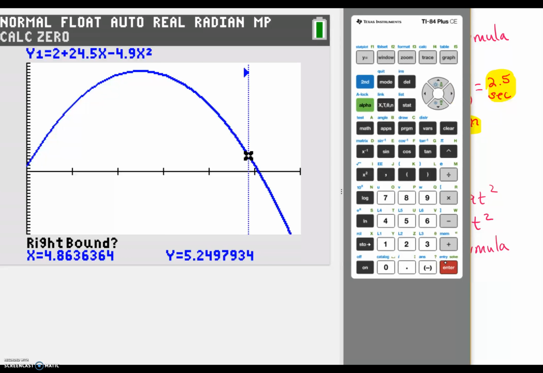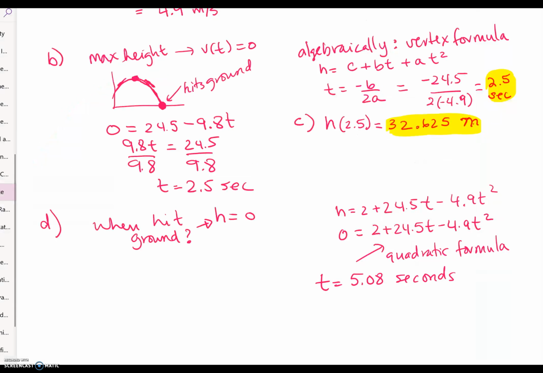Then it says right bound. So just like I did for the maximum, I go to the right of that t-intercept. I push enter. And then my third enter will guess the value for me. So 5.08 approximately is the time, notice, when the height or the y is 0, and that's when it hits the ground. So it goes and travels around 2 seconds, we knew it was on its way up. Around 4 seconds, we knew it was on its way down. And at 5.08 seconds, it hits the ground. So 5.08 seconds later, it hits the ground.